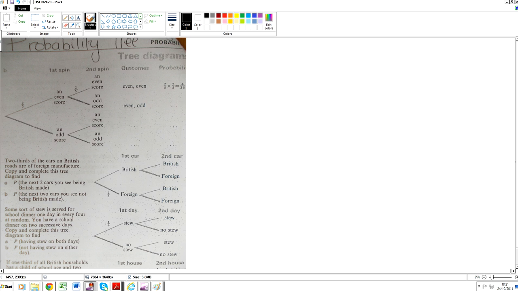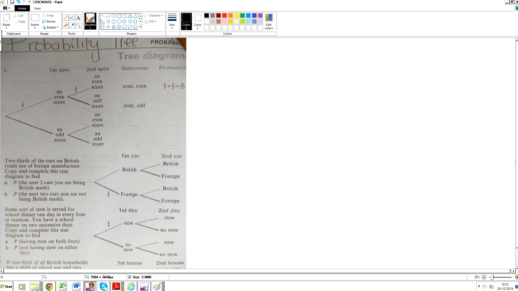If we look at this next question here, the one with the even score and the odd score, we can look at the question on the bottom, to do with the British cars and the foreign cars. Okay, let's have somebody read the question. Abdullah, read the question now. Shall I read it? Okay, you go.